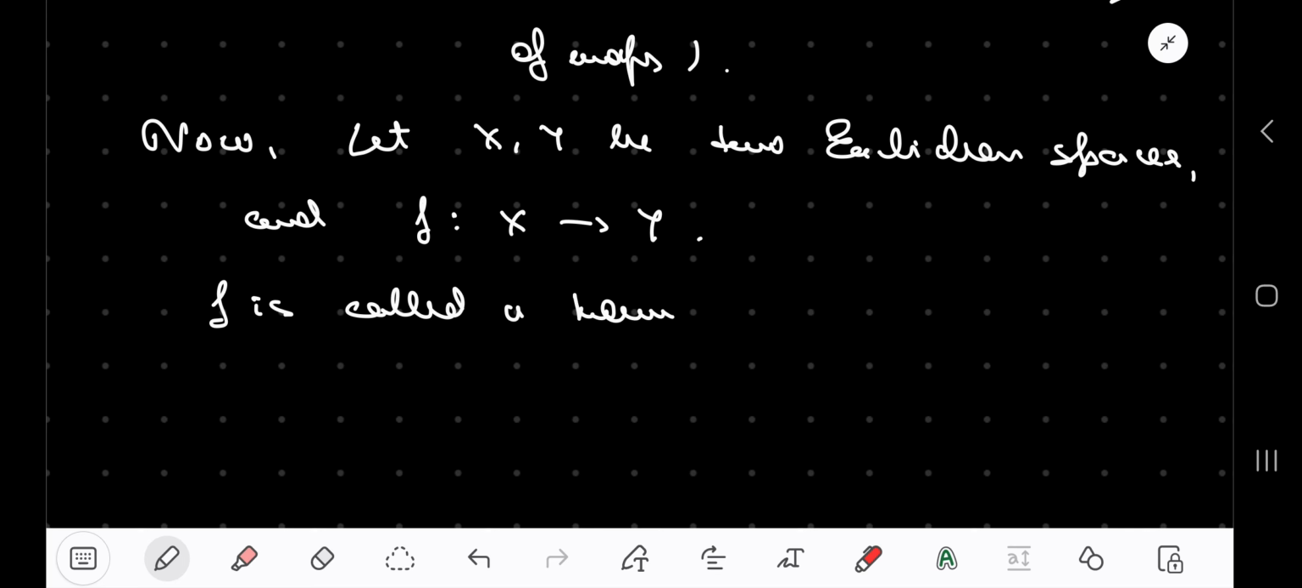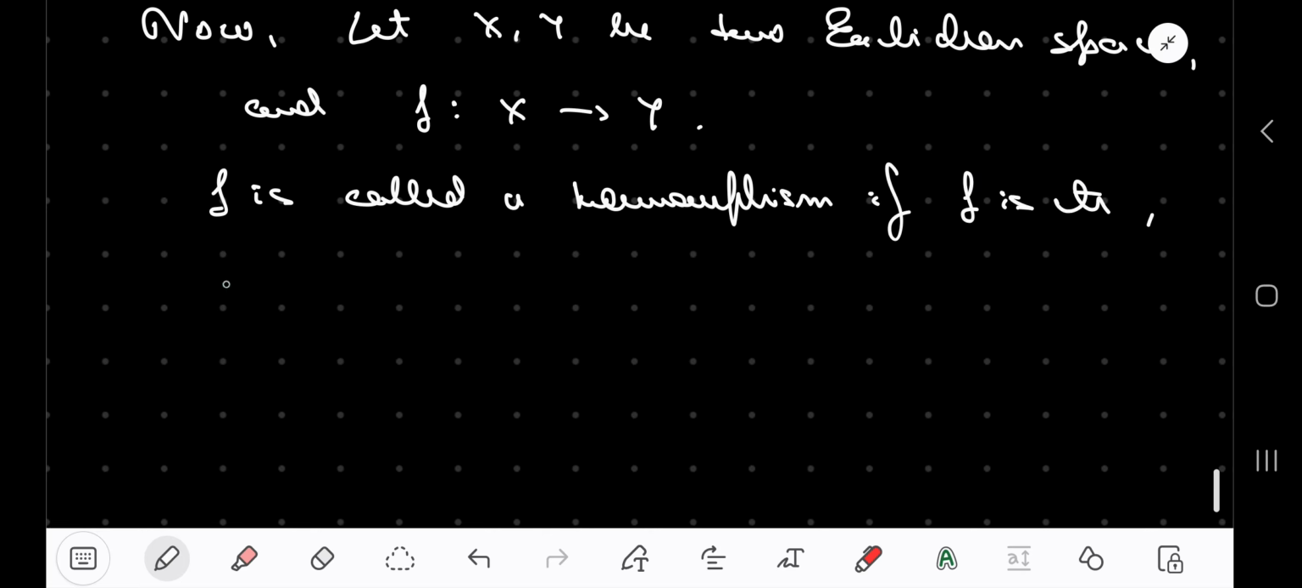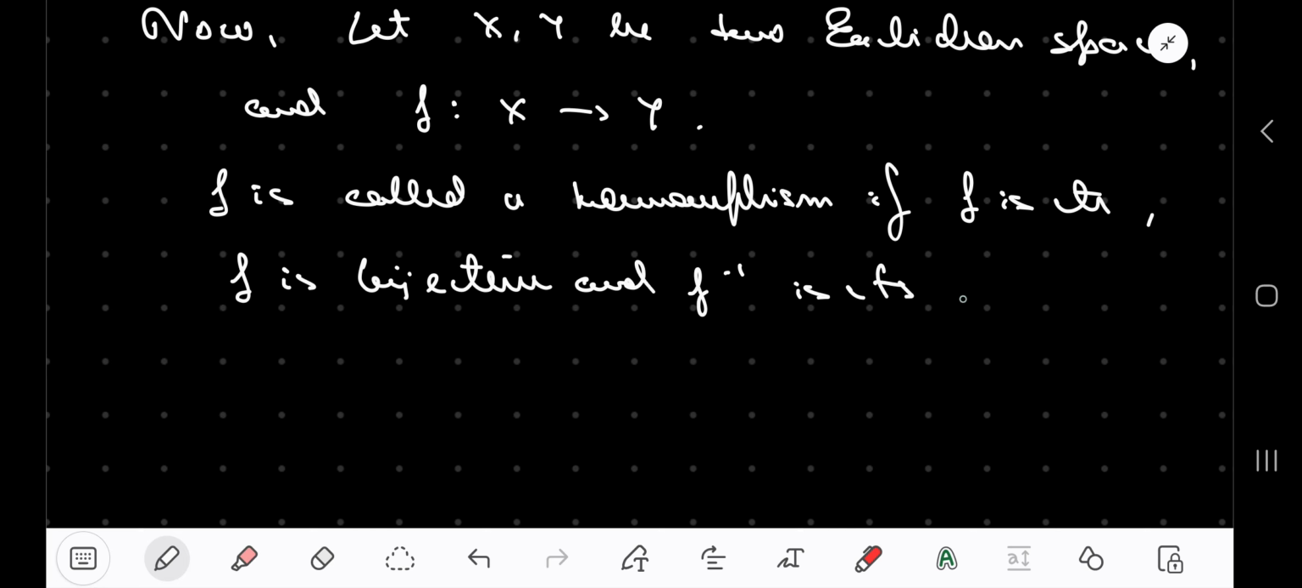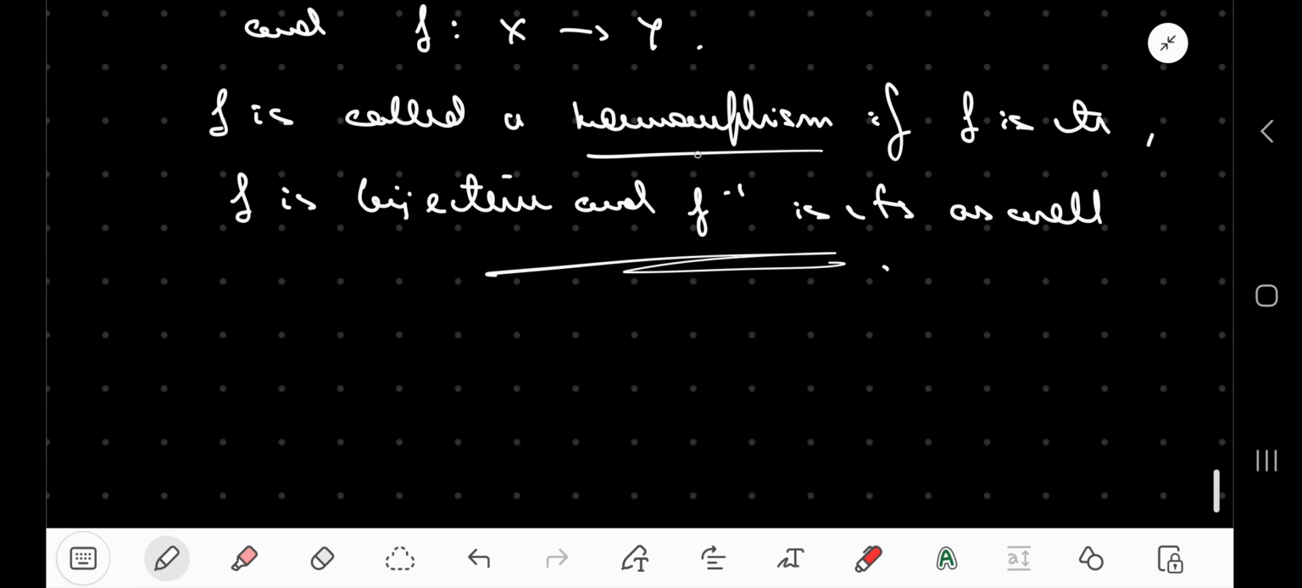F is called a homeomorphism if F is continuous, F is bijective, and F inverse is continuous as well. And in this case, whenever two spaces are homeomorphic, we say that they are topologically equivalent, right?